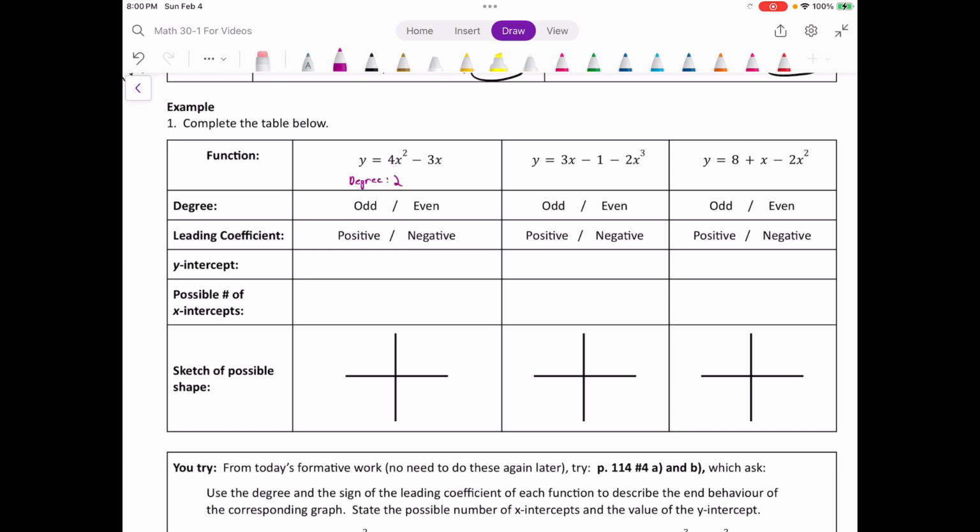So is that even or odd? Even. Leading coefficient, say LC for short, is the leading coefficient. Well, what is the leading coefficient? It's 4. That is positive, right? Positive 4.